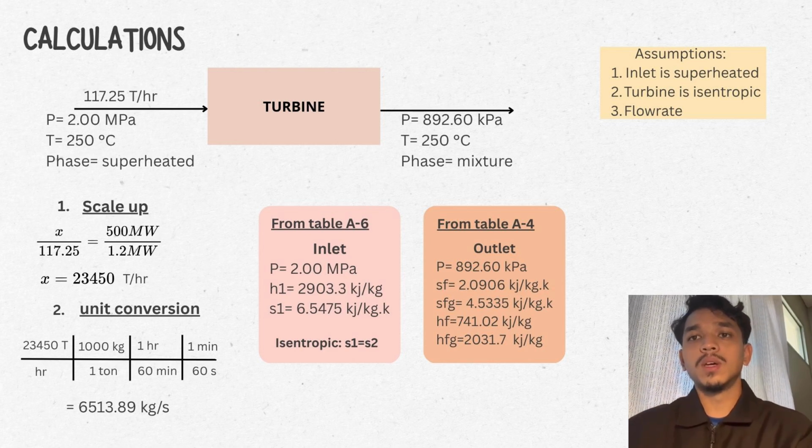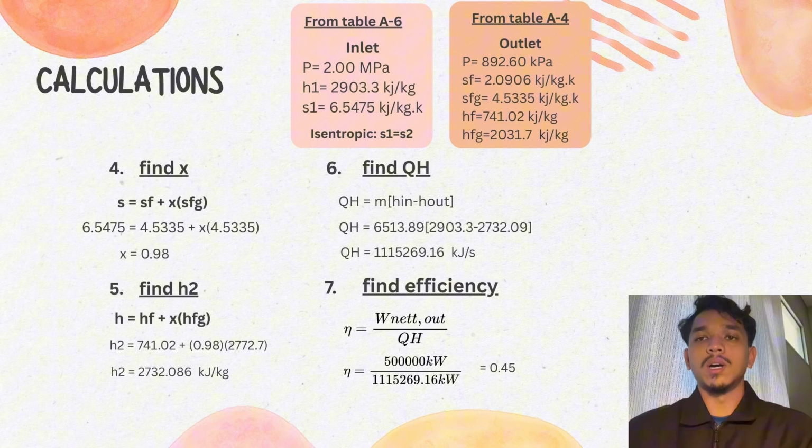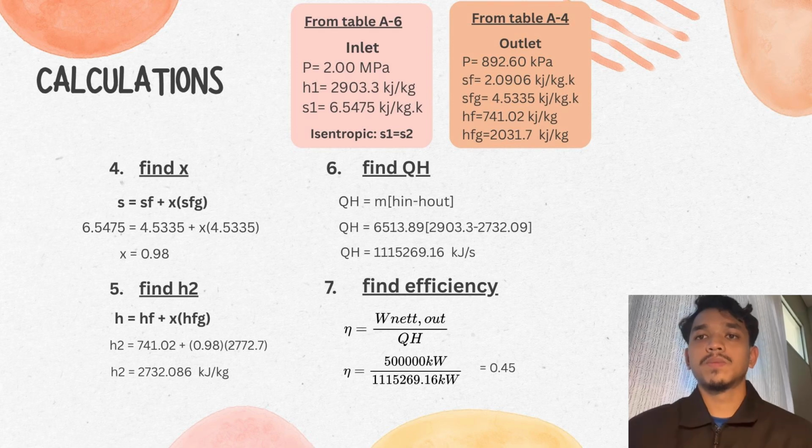And we also know that the turbine will have a phase change, which is the inlet will be superheated and after it goes out it will be a mixture. So we use this formula to find the quality, and after we find the quality, we can find the enthalpy for the outlet. After we find the enthalpy for the outlet, we find the QH with the formula mass times change of enthalpy, which is the enthalpy inlet minus the enthalpy outlet. And after we find the QH, we find the efficiency for the turbine.